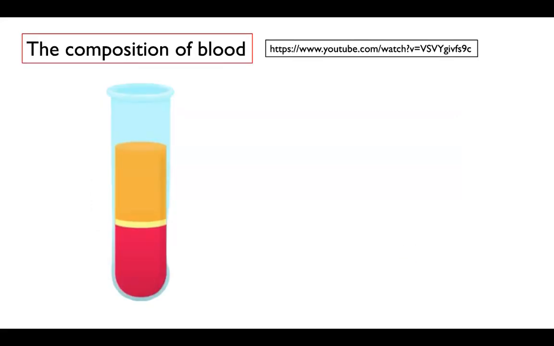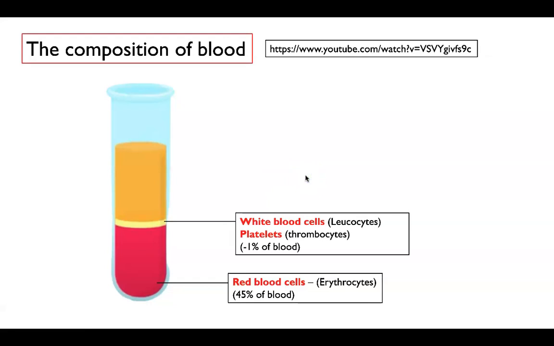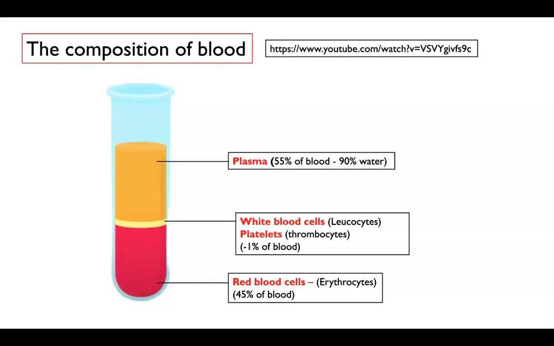So, the composition of blood is made up of red blood cells. Red blood cells are also known as erythrocytes. This makes up 45% of blood. After red blood cells, at the bottom of this test tube, we have white blood cells, which are known as leukocytes, and platelets. These make up less than 1% of blood. And then finally we have plasma, which makes up 55% of blood, 90% of which is water.